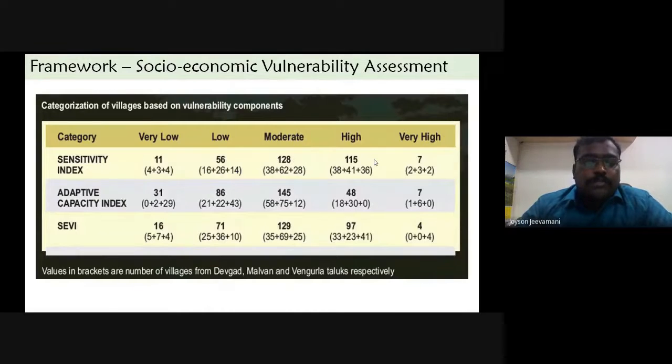So this is how the dispersion looks, and the index values range from 0 to 1. It is categorized into 5 classes: very low, low, moderate, high, and very high. And we can see here the numbers, the proportion of the villages and towns in each of the categories.